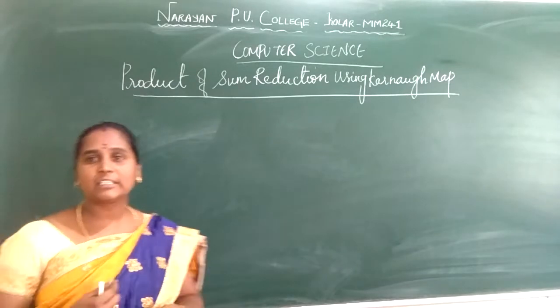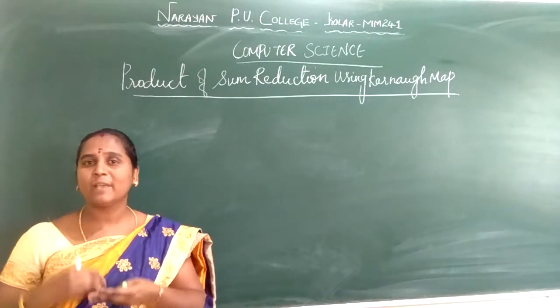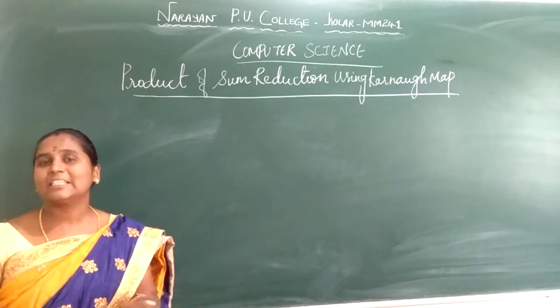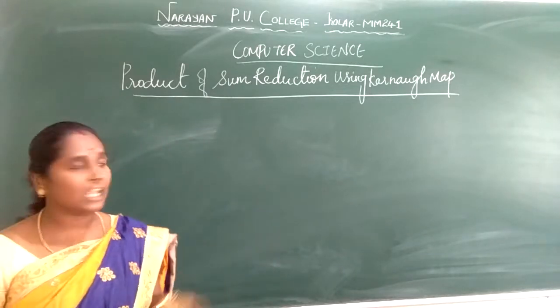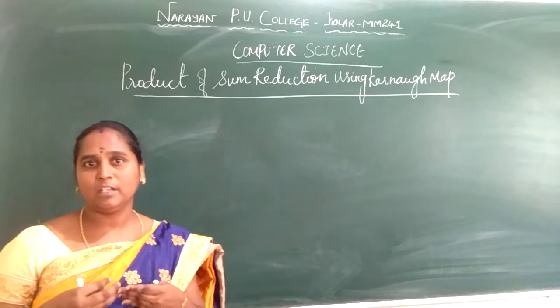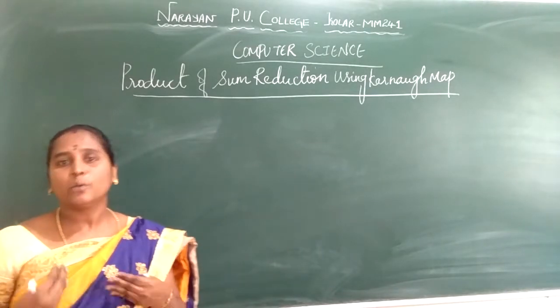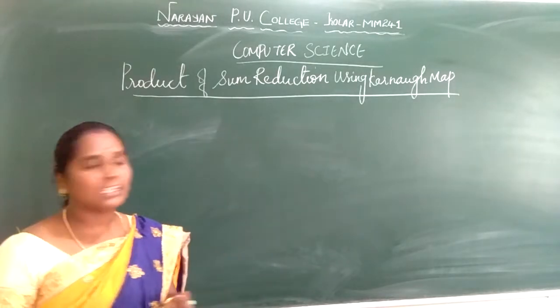I have already discussed why a map is required: in order to minimize the expression in a simpler way, or to represent the functional values in the most natural way, you go for a K-map. Then we solved min terms for 2 input variable, 3 input variable and 4 input variable. Today's class we will see POS, that is product of sum terms, using a K-map.